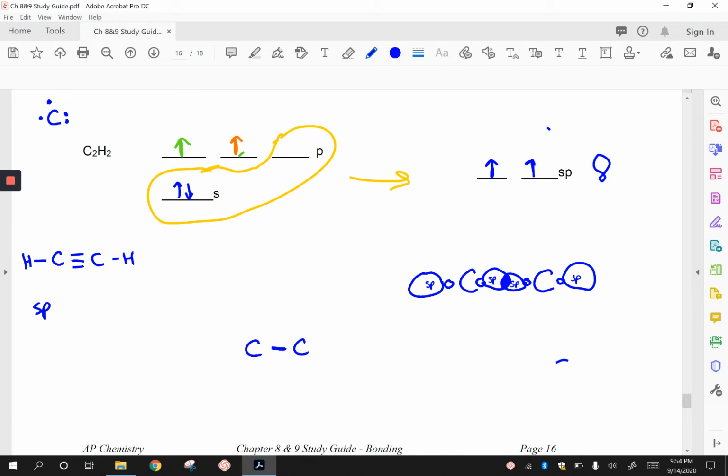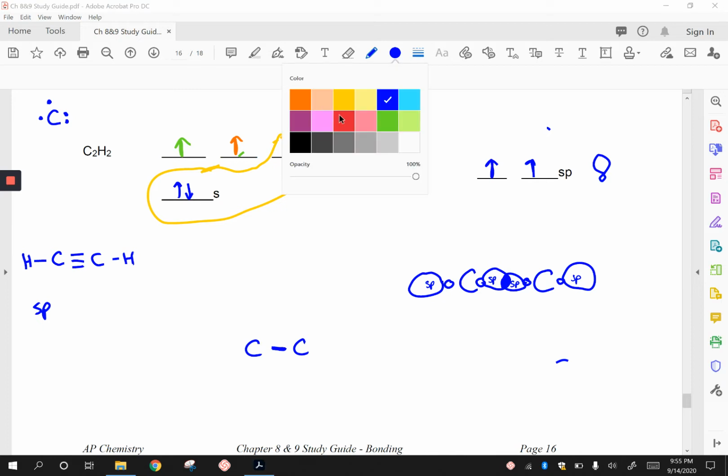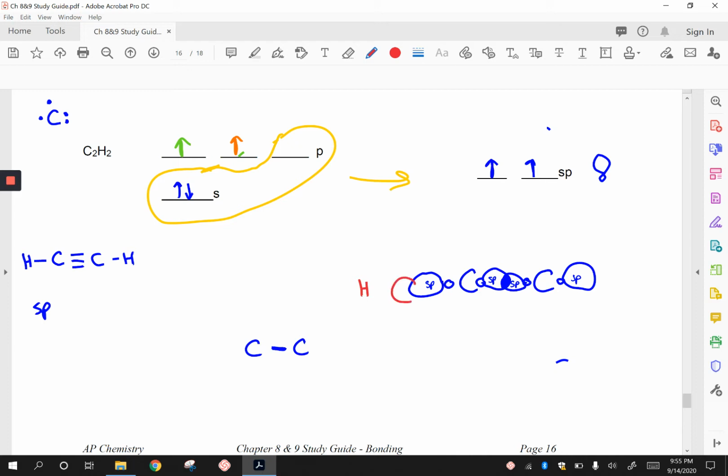Okay, now let's draw my hydrogens. So I have 2 hydrogens, one here with an s and one here with its lone electron in the s. And this overlap is a linear overlap, that's a sigma. And that's this hydrogen and the single bond hydrogen. Okay, so then what about those?